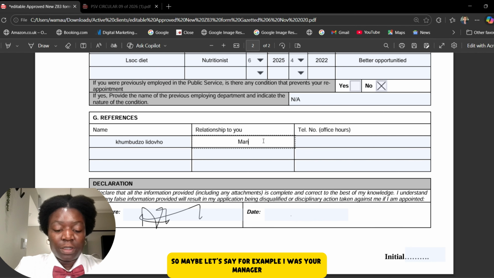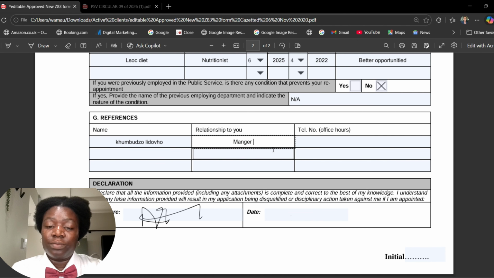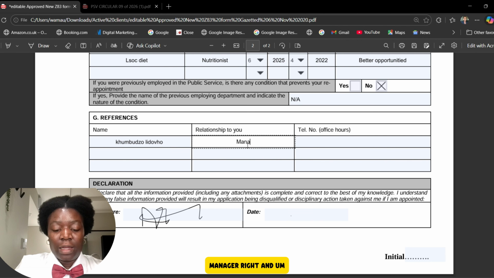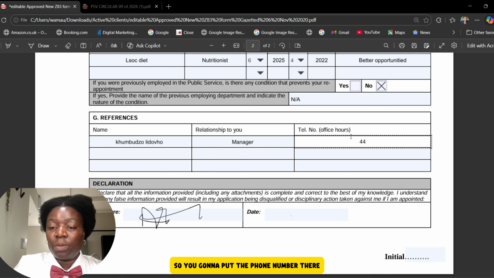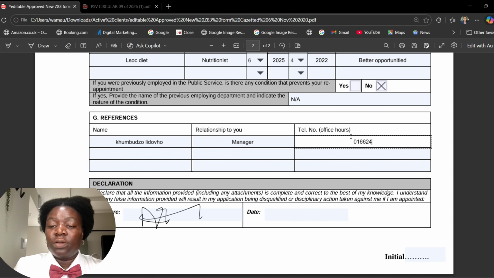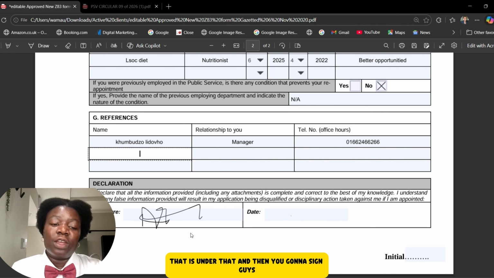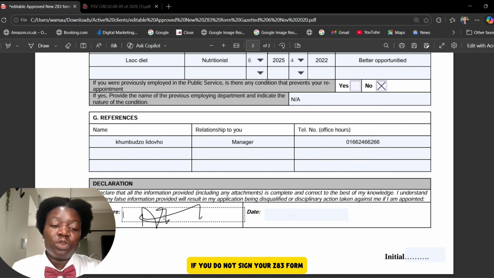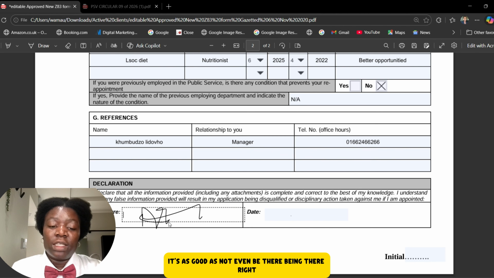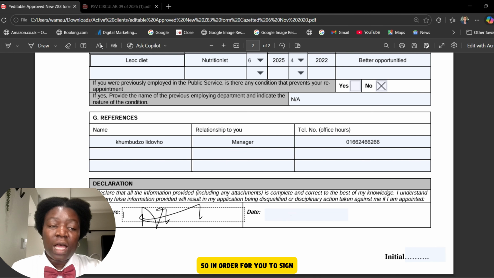So maybe let's say, for example, I was your manager. Manager, right? And this is my phone number, so you're going to put the phone number there, right? Okay, and then you're going to do the same for everybody else that is under that, and then you're going to sign, guys. If you do not sign your Z83 form, it's as good as not even being there, right? So in order for you to sign, there is a button that says draw, right?